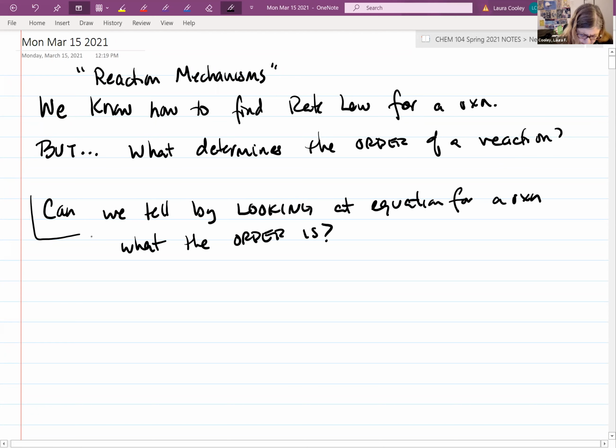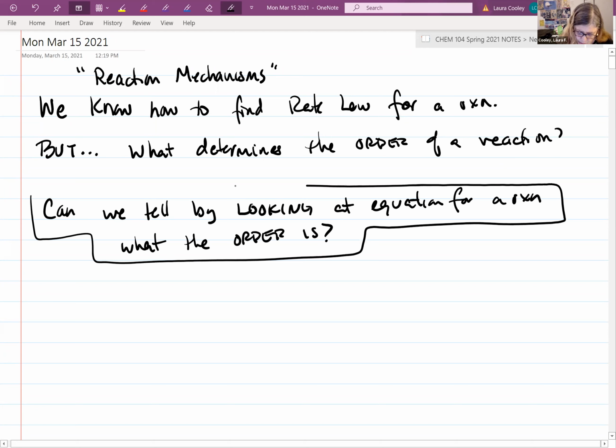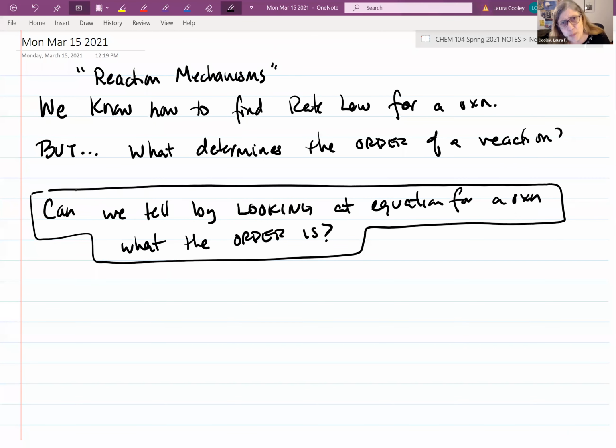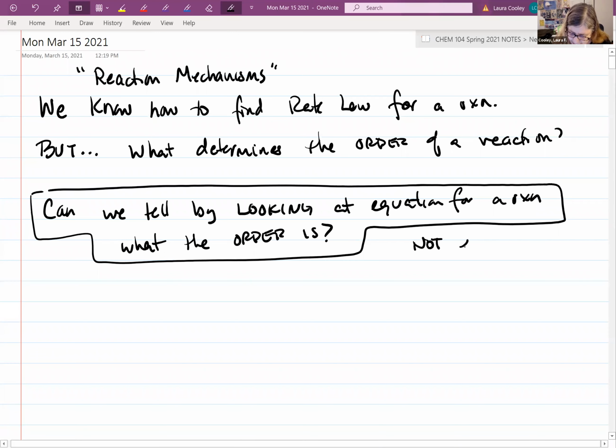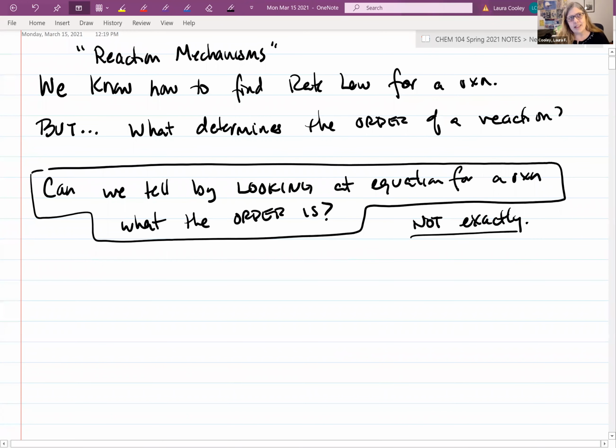And you know, we know the answer to this question because if we could just look at the reaction and say, oh, I know the order of that reaction, we wouldn't have to do experiments to figure out what the order is. So I guess I would say not exactly here. But you're going to see that what I'm talking about next is that sometimes you can, and under certain conditions you can. All right. So let me sort of go logically through something.